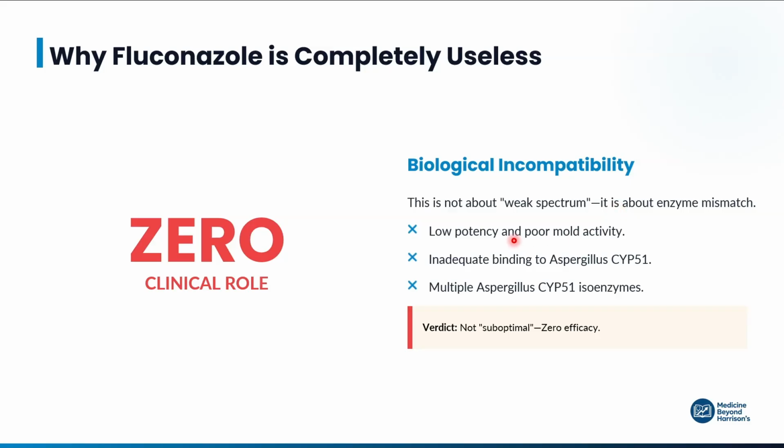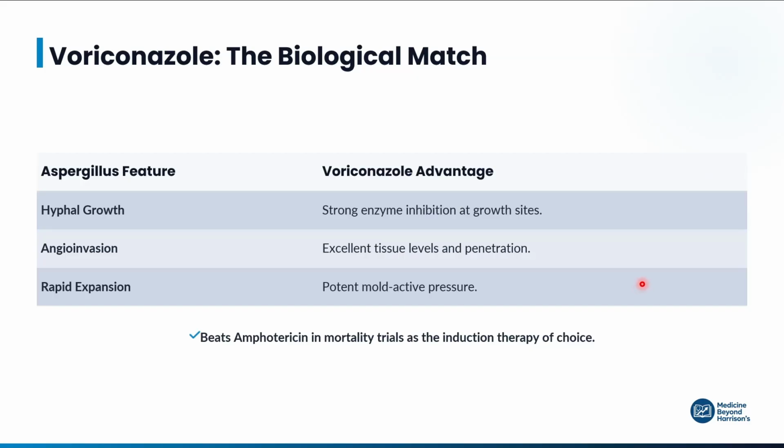Aspergillus, there is low potency and poor mold activity because of inadequate binding to Aspergillus cytochrome P51. Multiple Aspergillus cytochrome P51 isoenzymes are present. So when you give fluconazole, it is suboptimal and can lead to even zero efficacy. So it is not used for Aspergillus infections. Voriconazole, the biological mismatch.